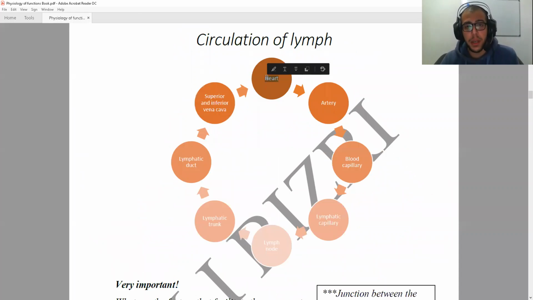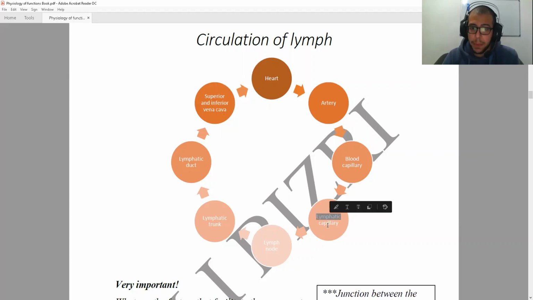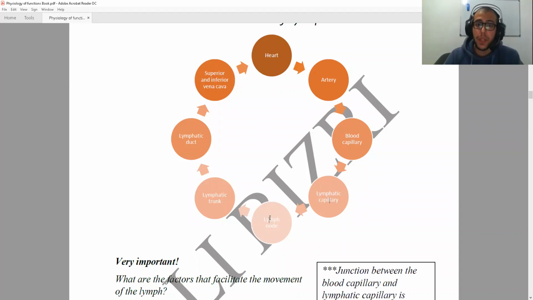Essentially, we've got the heart, the blood that is present in the heart goes to the arteries, the blood capillaries, moving in a series of blood vessels that are getting smaller and smaller until they reach the capillaries, and after that it gets to the lymphatic capillaries here instead of going to the venules or the arterioles, and then from the lymphatic capillaries to the lymph node, where there are going to be certain immune reactions that are characteristic for the immune system and are also going to be detailed in future videos.